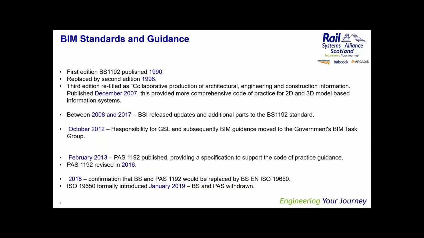So, additional points there, the BS 1192, which is regarded as the original standards for BIM, was first published in 1990. And again, you might be thinking that's well before you heard of the term BIM. It was replaced by a second edition in 1998, and then a third edition, when it was retitled as Collaborative Production of Architectural Engineering and Construction Information, published in December 2007. That really became the comprehensive code of practice for 2D and 3D design.